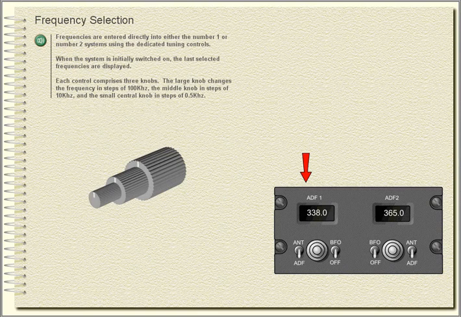The large knob changes the frequency in steps of 100 kHz, the middle knob in steps of 10 kHz, and the small central knob in steps of 0.5 kHz.